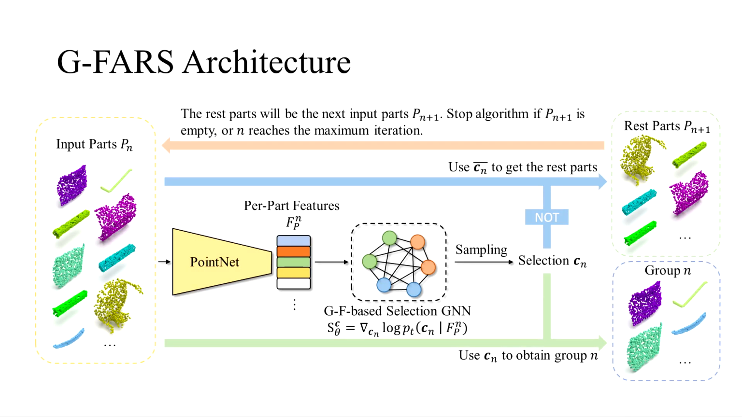In this figure, we introduce our framework. First, we obtain the per part feature by using a PointNet to encode all the input parts Pn at the iteration n. Then we use the gradient field-based selection Gn to sample a selection vector Cn to obtain part group n, and use Cn to get the rest parts Pn+1. Pn+1 will be the next input parts at the next iteration. The auto-regressive sampling stops when Pn+1 is empty or n reaches the maximum iteration.